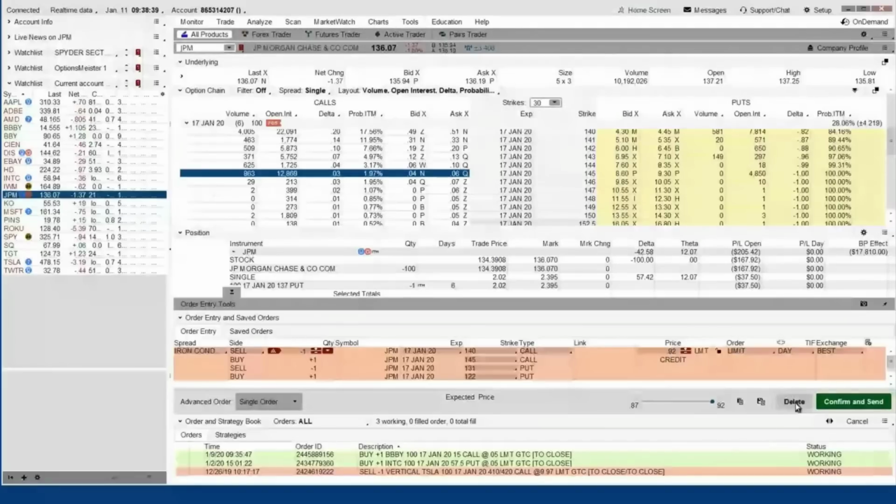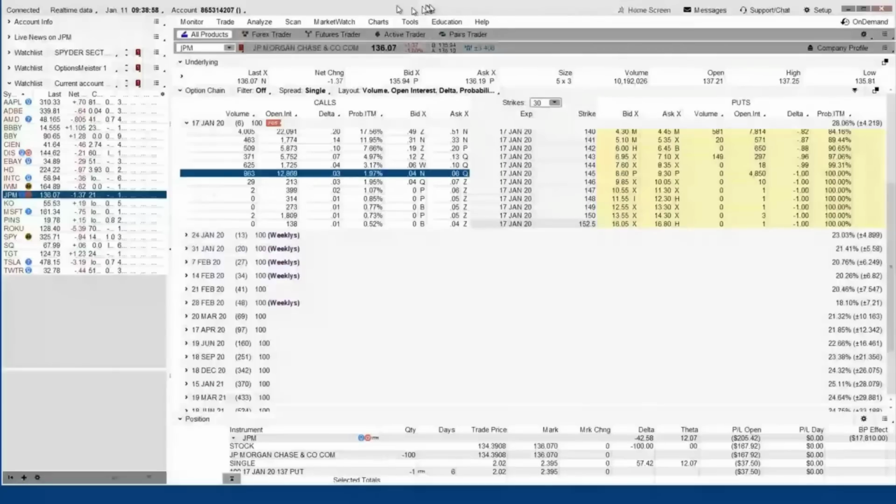I'll do that on the Amazons of the world and Baba's that really move a lot. You can really get in your short, so I do put some protection on. But in my mind, this is really a strangle. It's the 140, 131 strangle. I've just put these wings on to define the risk, and that's perfectly fine. There's nothing wrong with that.